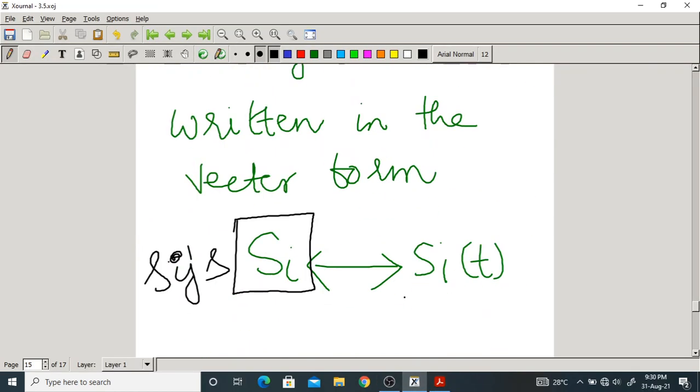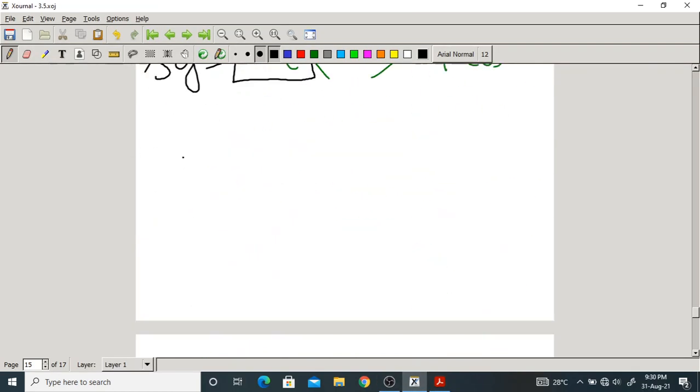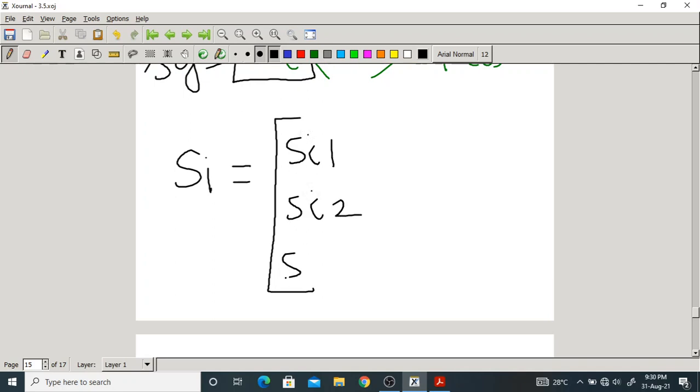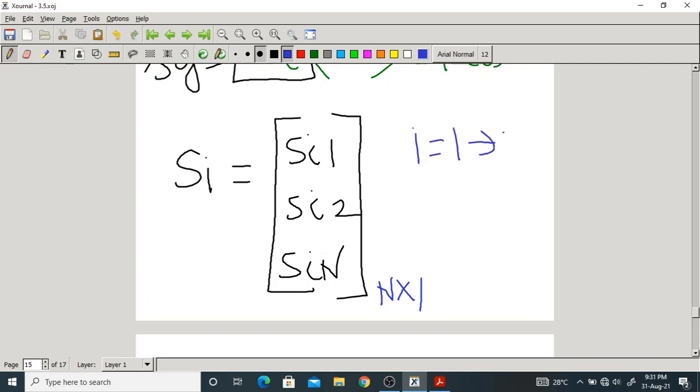What is vector Si? Simply, it contains the coefficients of expansion, that is Si1, Si2, so on, Sin. Obviously, what is the order? N cross 1. This is a column matrix called a vector. So I varies from 1 to m. You can change the I.